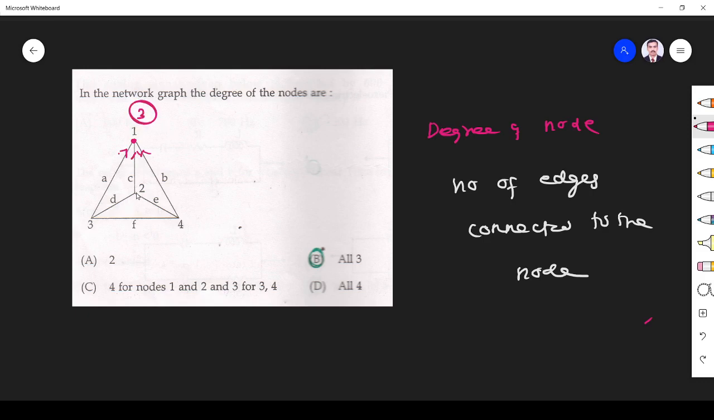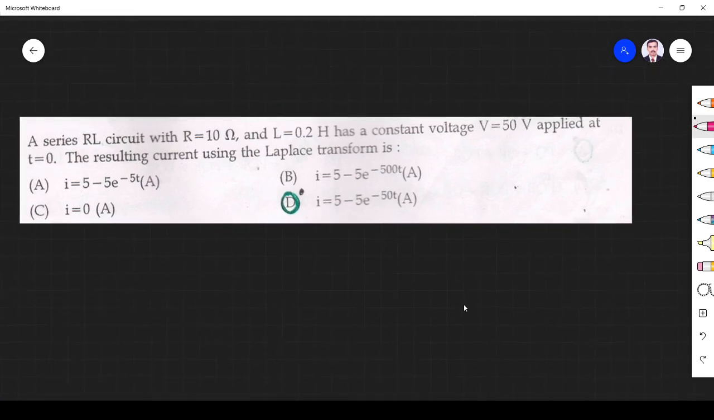At node 2, how many edges are connected? D, E, C. Again, 3 are connected. At node 3, F, A, D are connected. Again, here the degree is 3. At node 4, B, E, F are connected. So again, the degree is 3. So all the nodes have 3 edges, so the degree is 3 for all. Okay. Next question.